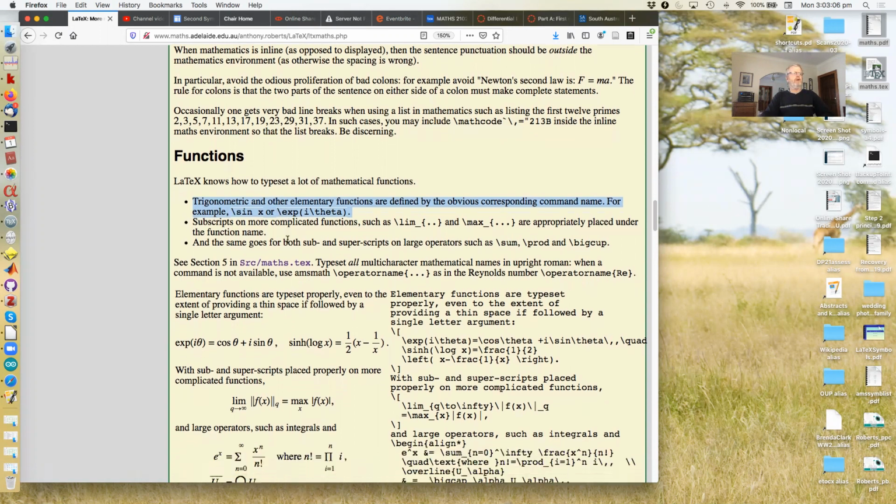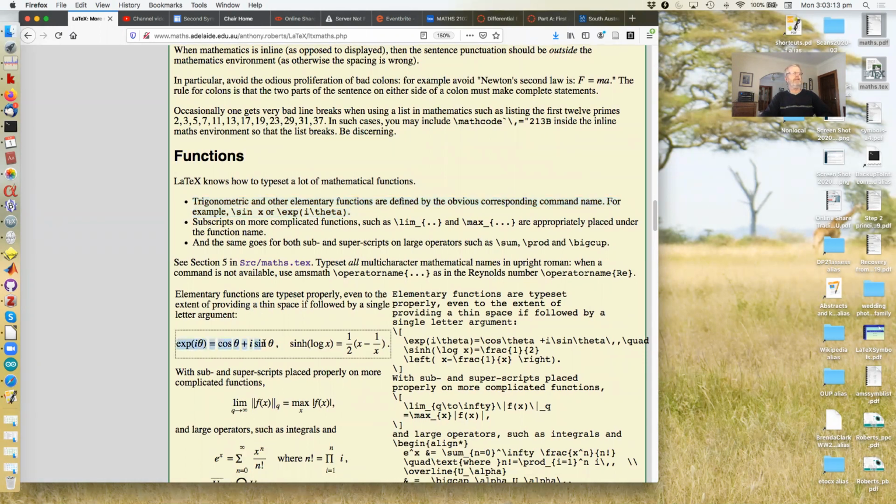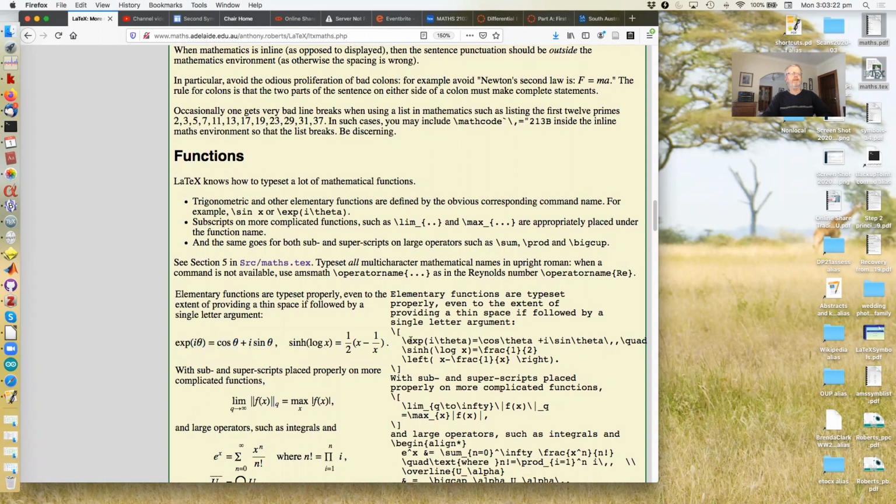Examples are as follows. The classic identity, for example, e to the i theta is cos theta plus i sine theta. You just typeset it like that, using \exp for the exponential, \cos for cosine, \sin for the sine. Then for hyperbolics, \sinh, \cosh, and so on. For the logarithm, \log, and so on. It's all pretty natural.